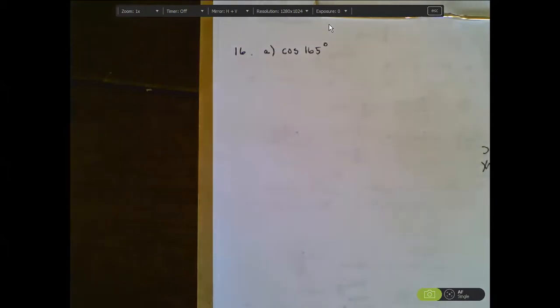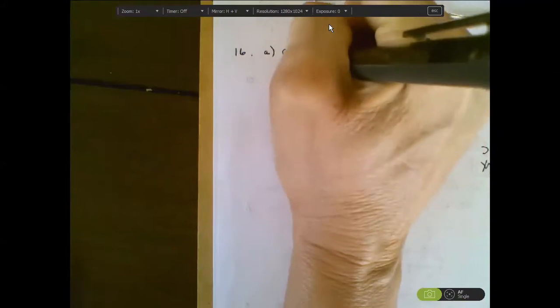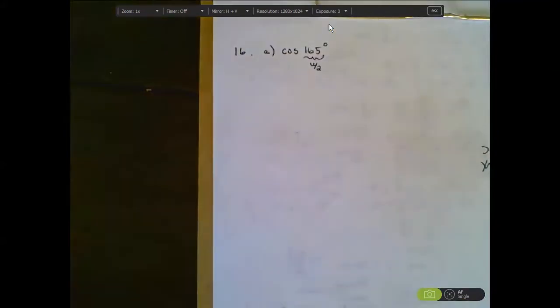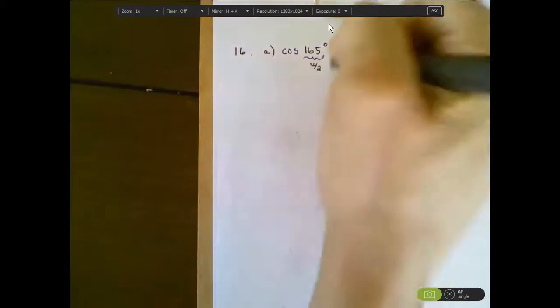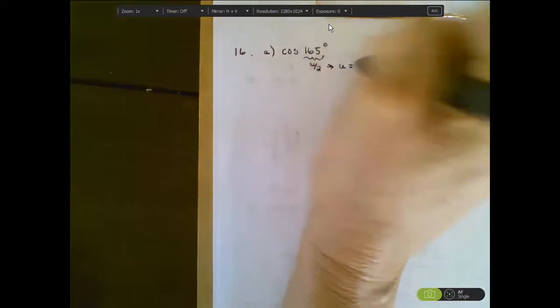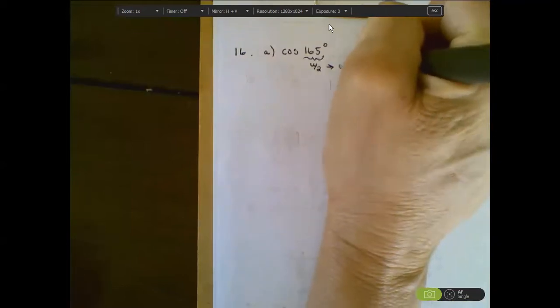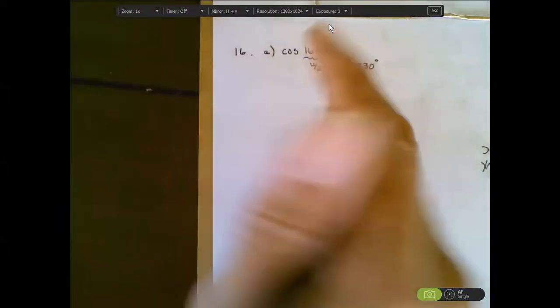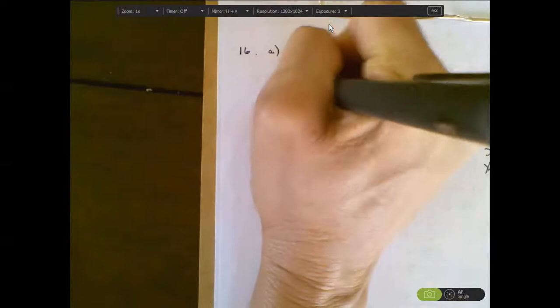Half. It's half of what? 330. Yeah, it's half of 330. So if this is our u over 2, and that's cosine of u over 2, then u, our original angle, would have to be 330 degrees. And so we can look at cosine of 165 and say that's the same thing as cosine of 330 degrees divided by 2.